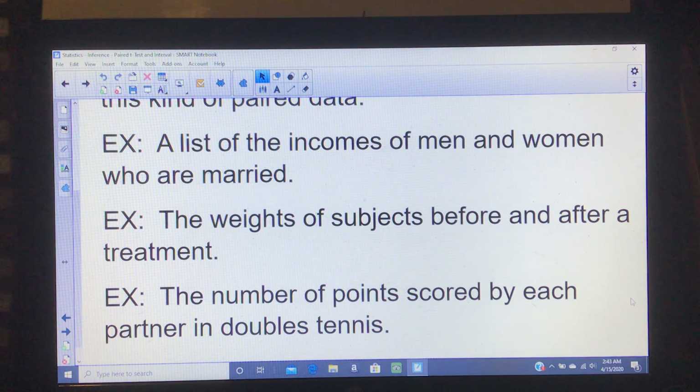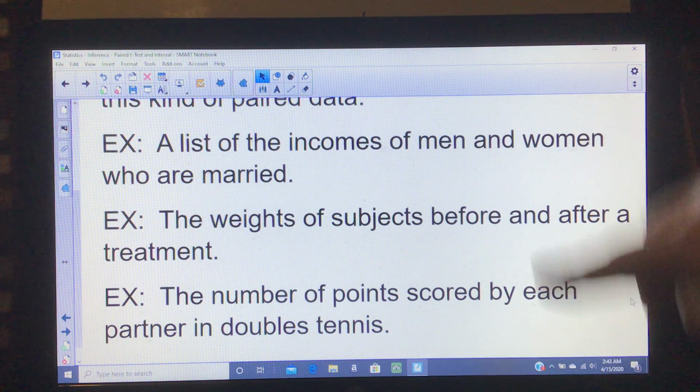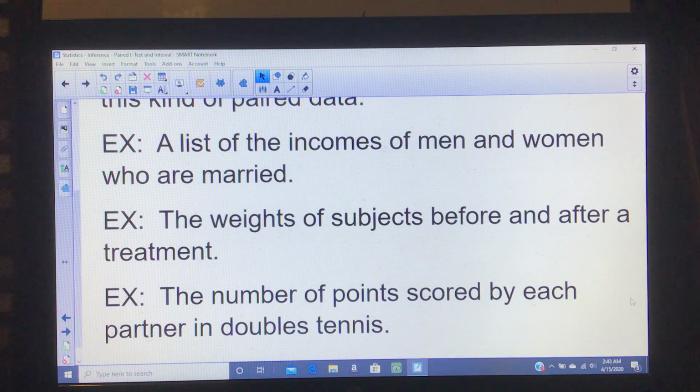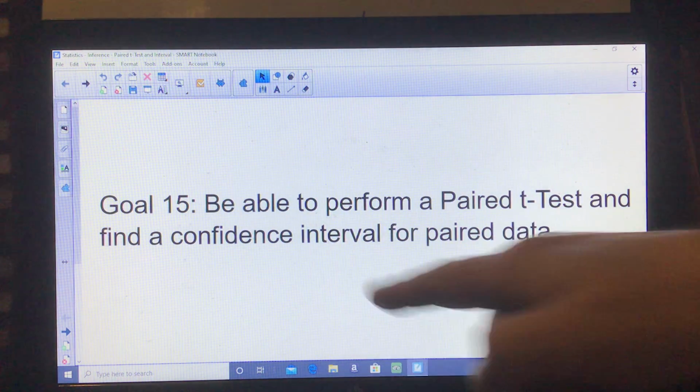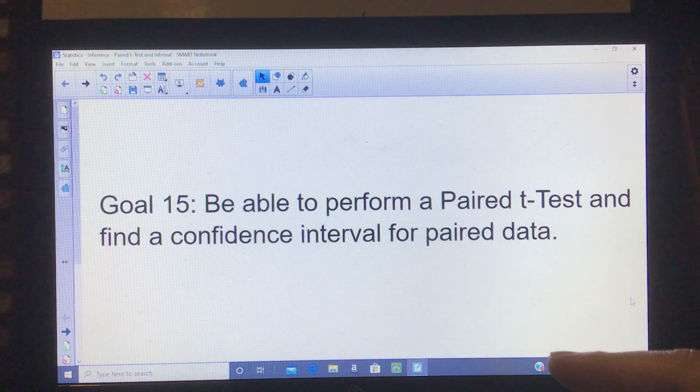So basically, if we had two lists of data under these conditions, we wouldn't be able to use a two-sample t-test, because a two-sample t-test requires that the groups be independent. So what if the groups are not independent? Well, that's what these things are about. We can do either a paired t-test or a paired t interval.